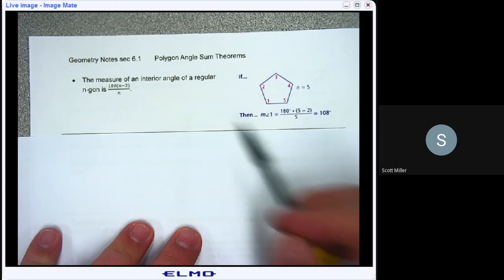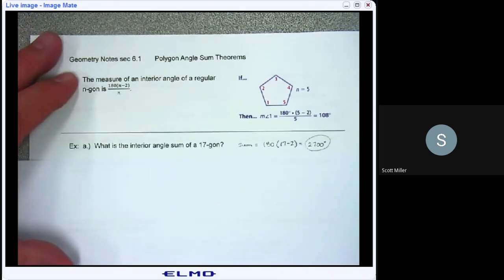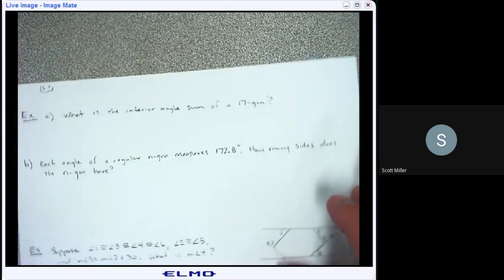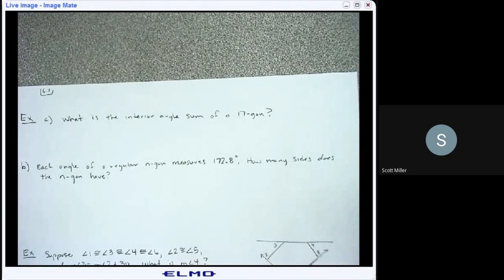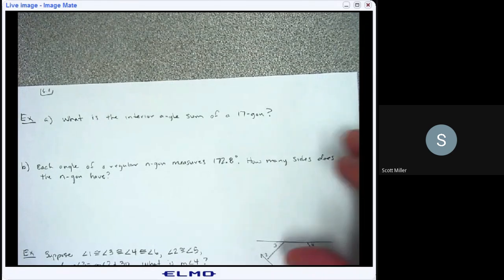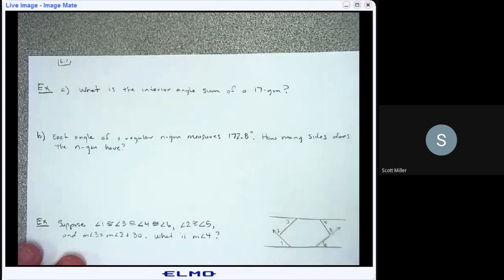So that's how this formula is generated. So here's an example. Let's go ahead and do one. Our question is, what is the interior angle sum of a 17-gon? So a polygon with 17 sides. How would I go about doing that?